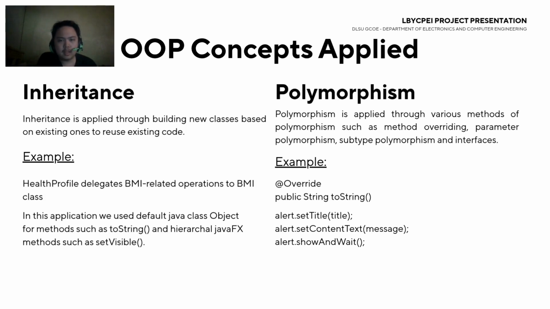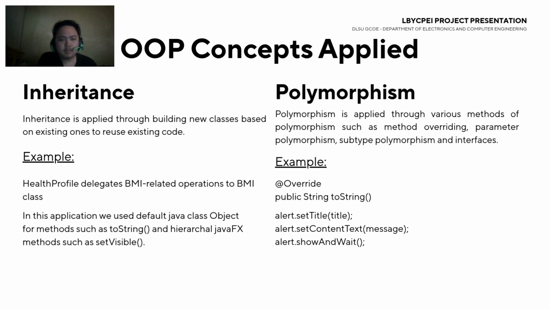Inheritance promotes code reuse by allowing new classes to build upon existing ones. Our application leverages this in two key ways. The main logic: the health profile class delegates BMI calculations to a dedicated BMI class, inheriting and specializing its health metrics functionality. Second, the Java ecosystem: we utilize Java's built-in inheritance hierarchy.